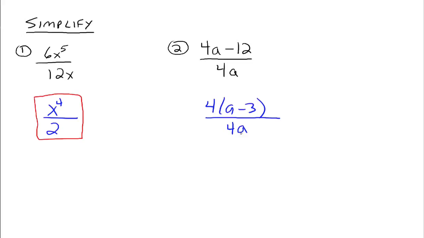And now everything is in terms of multiplication and division. Now we can see that we've got 4 over 4, so that goes down to 1, and we're left with a minus 3 in the numerator all over a in the denominator. It's because we've got this multiplication. Remember, you can rewrite this now as 4 over 4 times a minus 3 over a, and the 4 over 4 goes down to 1.